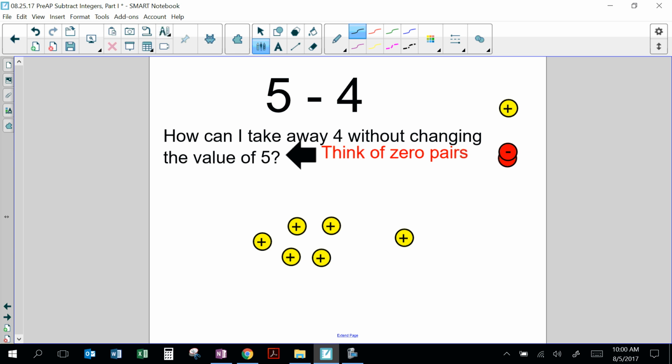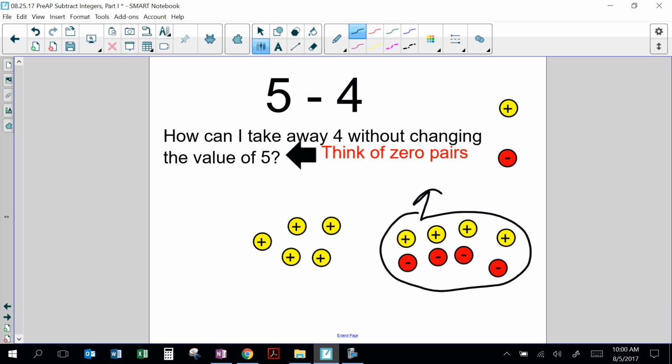I need to take away 4 positives. So I will need 4 zero pairs. By including these zero pair, does it change the value of this? No, because think about it. All of this cancels out, and you're left with 5. Are we okay so far? So 5 minus 4. Is this still equal to 5? Yes. Now I need to take away 4.